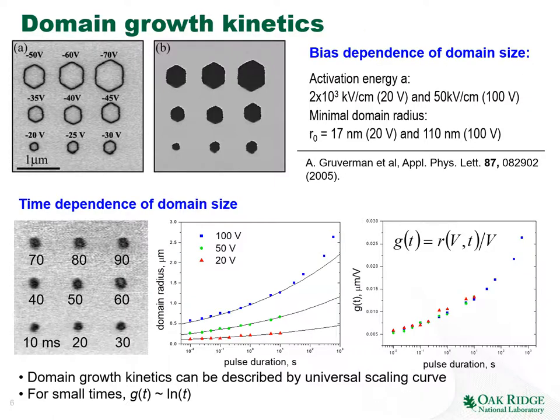Similar studies were performed at North Carolina State University for domain growth kinetics. In this case, Gruverman and colleagues have explored the domain size as a function of bias pulse. You can see here the series of domains when we apply minus 20, minus 25, minus 30, all the way to minus 70 volts to the tip.